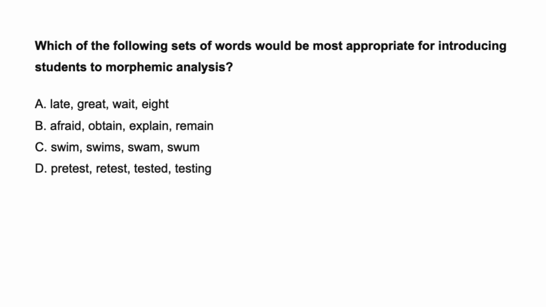Which of the following sets of words would be most appropriate for introducing students to morphemic analysis? Correct response is letter D. It includes words with inflectional affixes, such as the ED or ING at the end, which are suitable for introducing students to the concept of morphemic analysis. Students can analyze the base word and the added affixes to understand how they alter the meaning or function of the word.